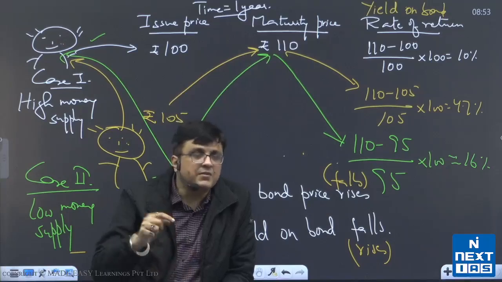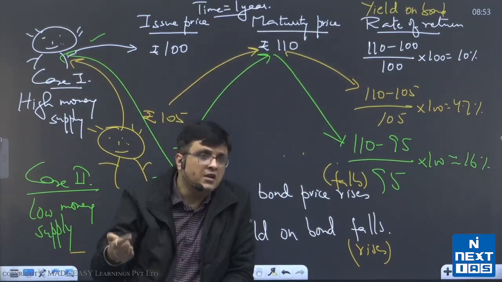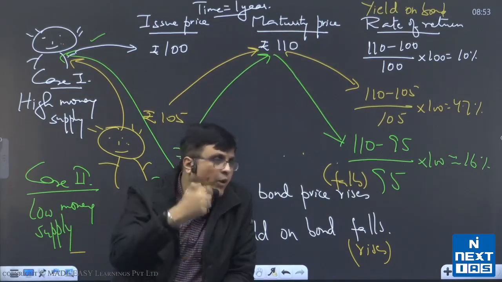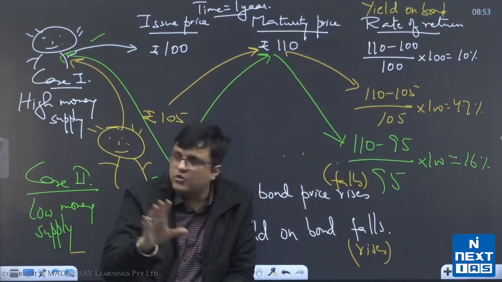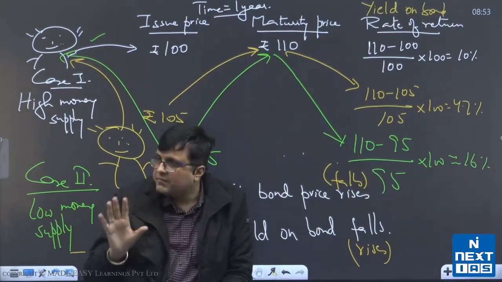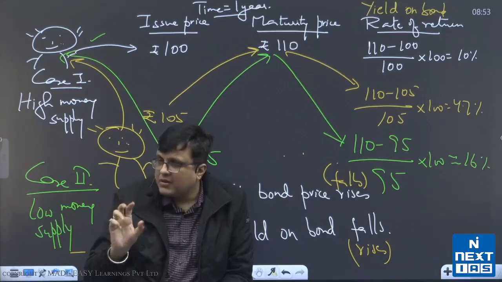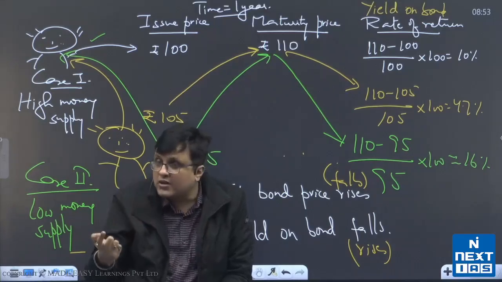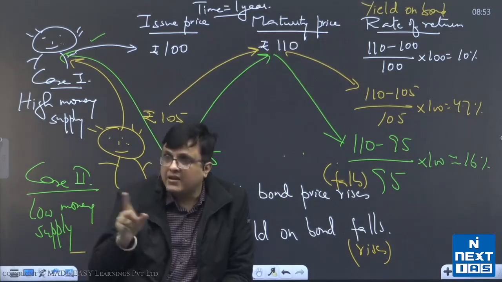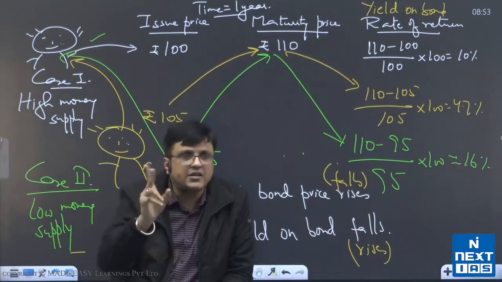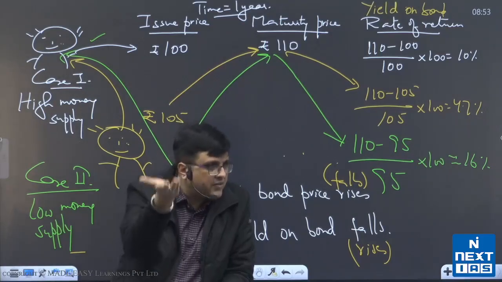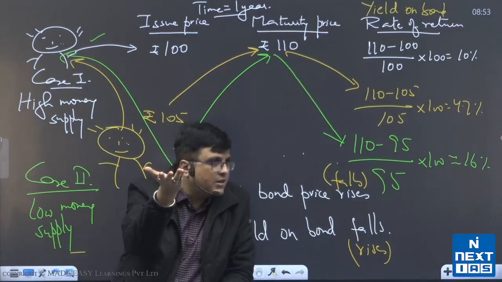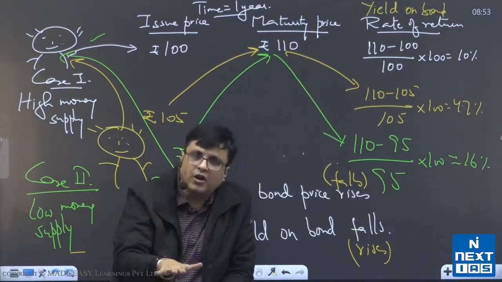Yes? And similarly, if the bond yield falls from 10% to 4.7%, won't you also reduce the interest rate at which you are lending in the market? Do I believe you understand that? What I'm trying to teach you is that bond yield and interest rate are directly related to each other. If bond yield rises, interest rates will rise. If bond yield falls, interest rate will fall.